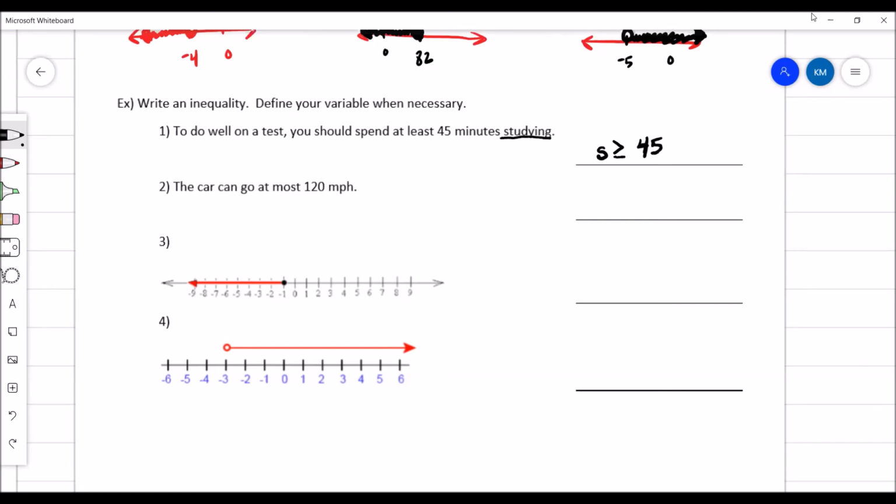Number 2 says the car can go at most 120 miles an hour. So the speed of the car, I'm going to use M. At most 120. So now as we're thinking about this, can the car go 120 miles an hour? The answer is yes, at most. But we know that's as high as it can go. So M, whatever that miles per hour is going to be, is less than or equal to 120. And that's it.